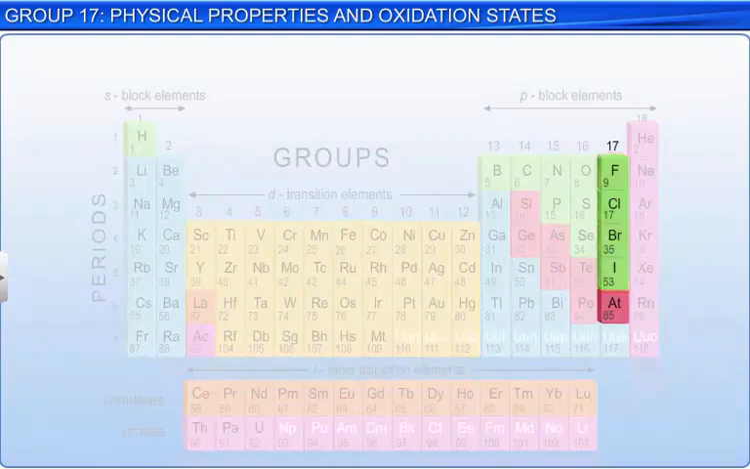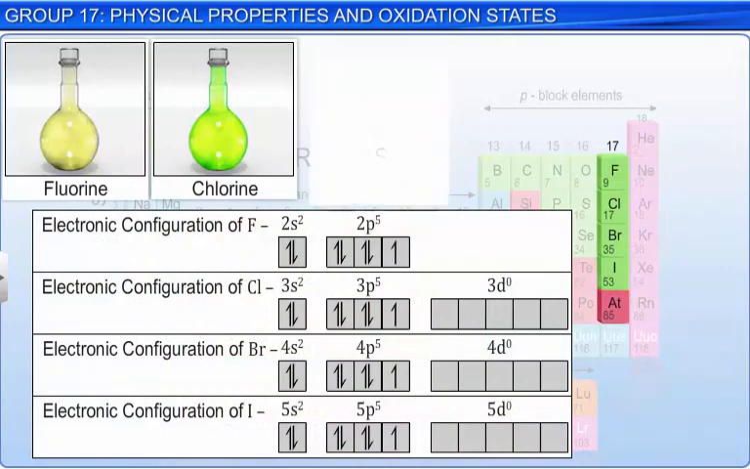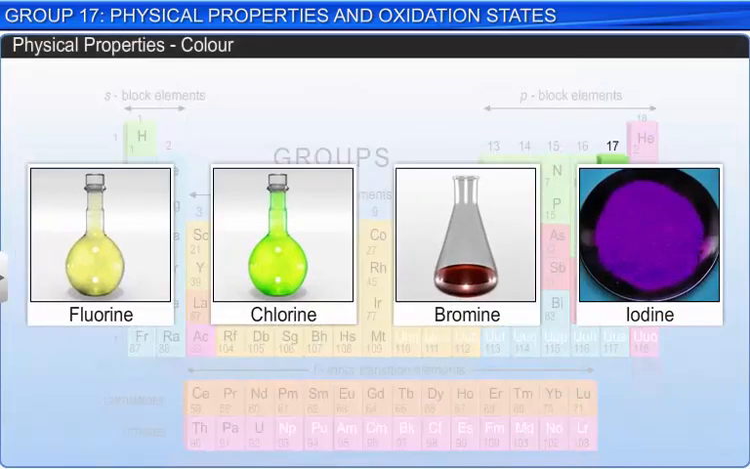Group 17 elements exhibit different colors. This is due to the fact that they absorb radiations from visible light, and the valence electrons are easily excited to higher energy levels. By absorbing different amounts of radiations, they appear in different colors, like fluorine is pale yellow, chlorine is greenish yellow, bromine reddish brown, and iodine dark violet.